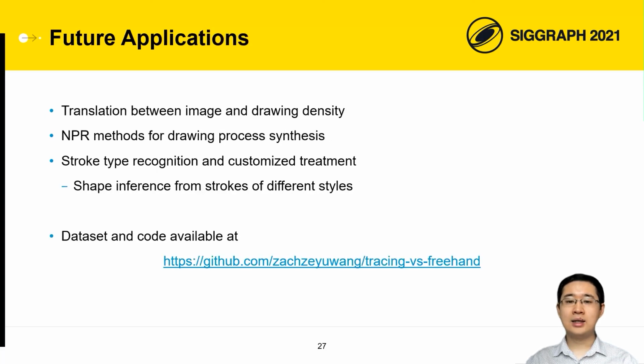Our dataset and analysis can be useful for many future applications, such as translation between image and drawing density, data-driven NPR methods that better emulate the drawing process, and recognition of different types of strokes and their customized treatment in sketching interfaces.